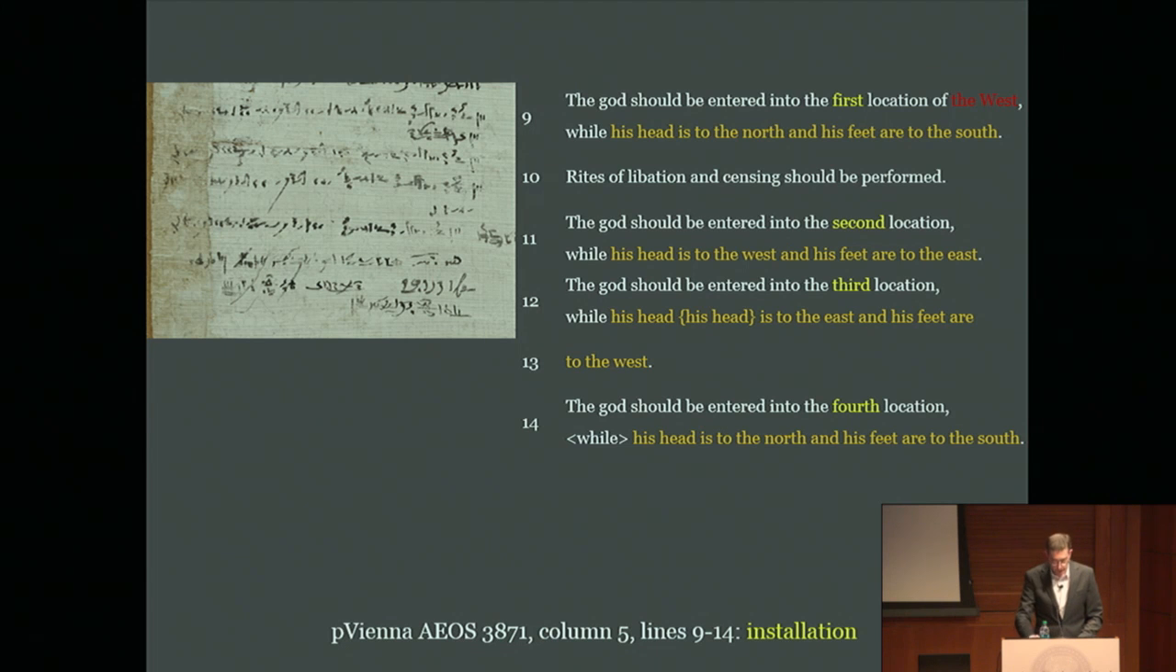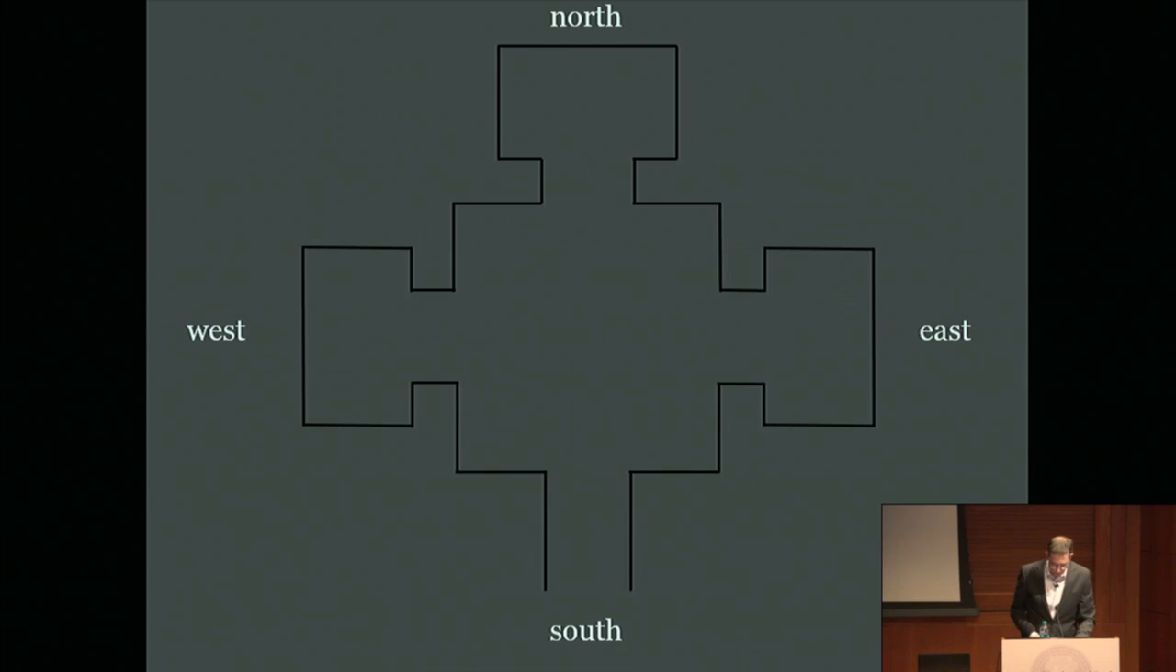Well, I think these instructions make best sense if we envisage the West as a set of rooms consisting of a vestibule, which is the first location, that has its entrance on its south side. A side chamber to its east and west, those are the second and the third locations, and a further room to its north, which is the fourth location. The ritual can then be reconstructed and understood as follows.